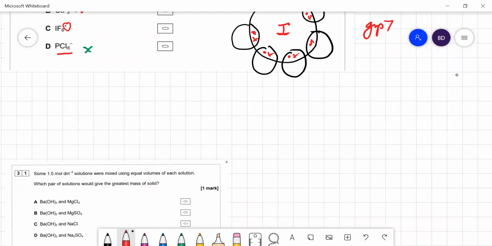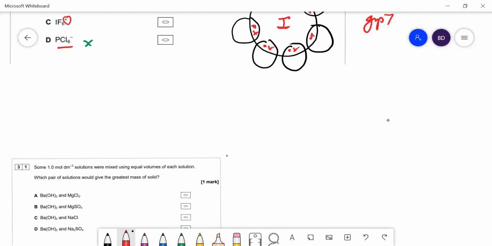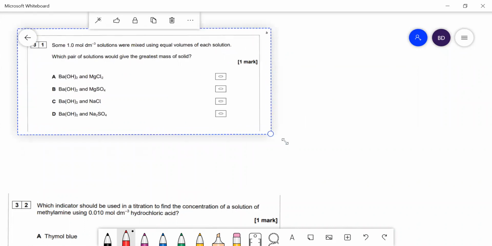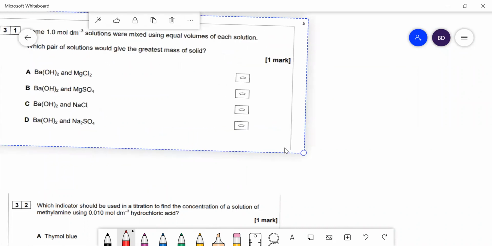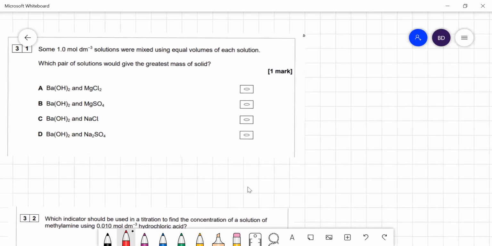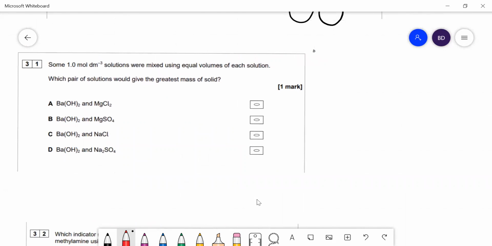Okay. Getting towards the end of this paper. This is a tricky one as well. You are going to mix up these solutions, equal volumes, same concentrations. Which would give the greatest mass of the solid?